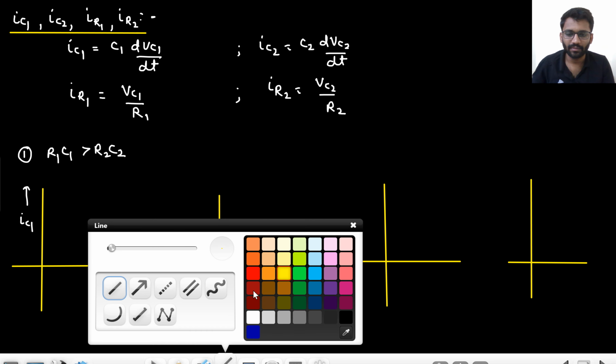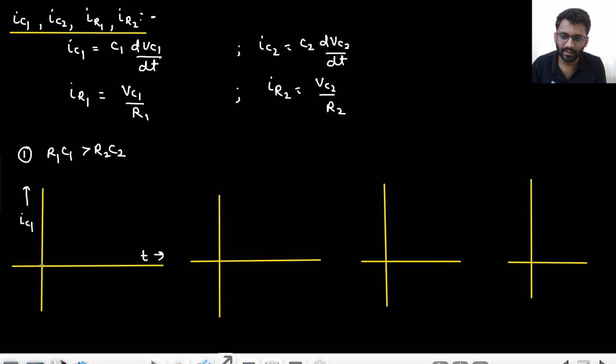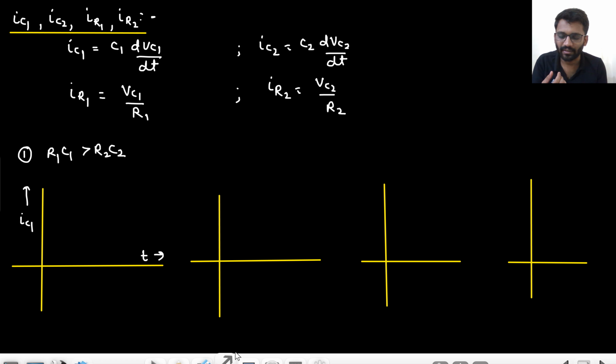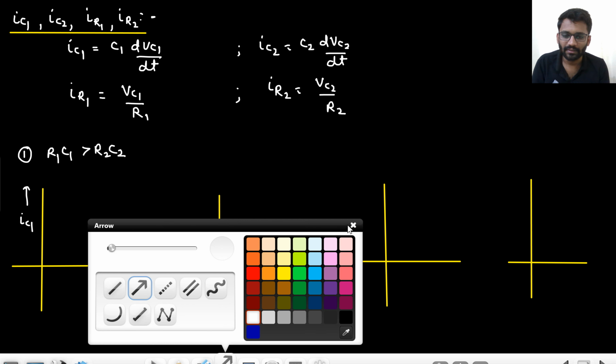Okay. So first we will have an impulse because of the infinite current. First we will have an impulse.